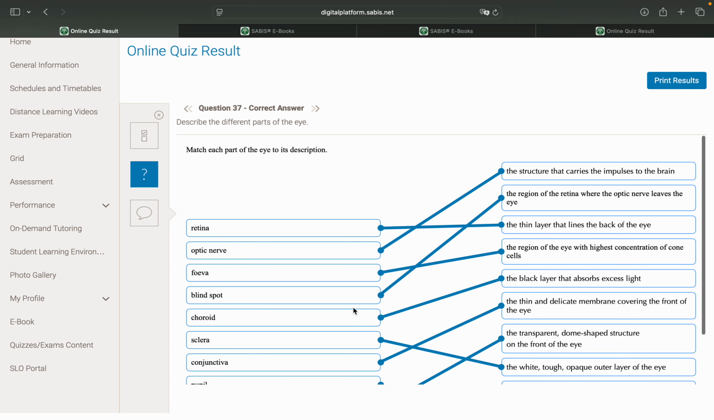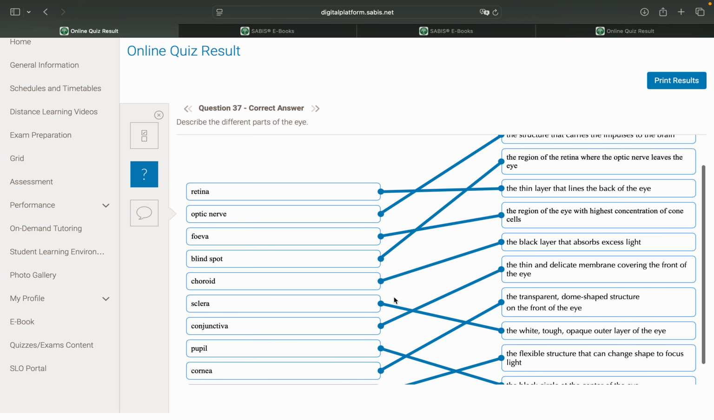So here we have the retina. As we said, it's the thin layer that lines the back of the eye. The optic nerve is the structure that carries the impulses to the brain. The fovea is the region in the eye with the highest concentration of cone cells. The blind spot is the region of the retina where the optic nerve leaves the eye. Choroid is the black layer that absorbs excess light. And the sclera is the white, tough, opaque outer layer of the eye.